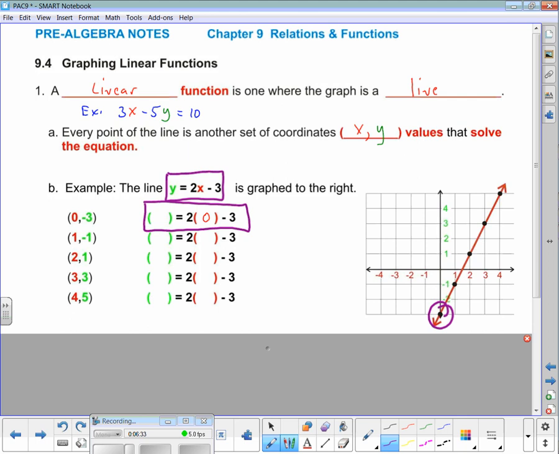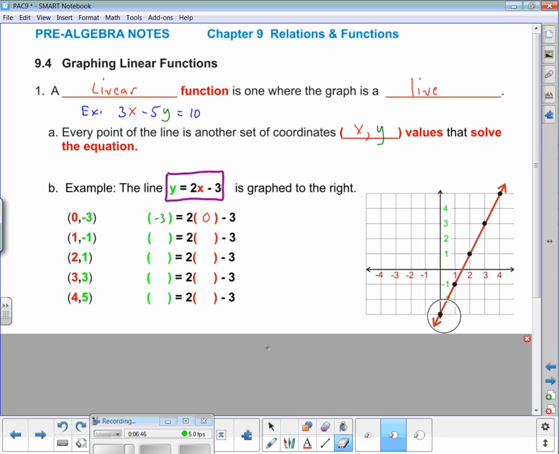2 times 0 is 0. 0 minus 3 is -3. And you would get a -3. So that's where that point came from, the 0, -3 point. What about guy 1? Well, I've already showed you that guy 1 is with girl -1. But again, if you put 1 in for the x and solve for the y value.